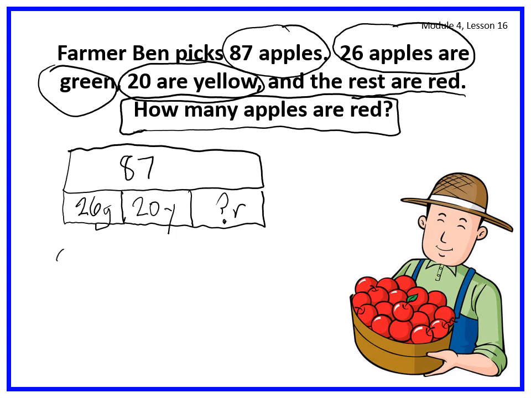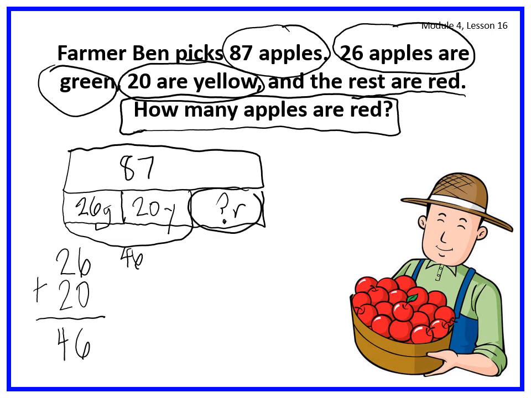So now I need to add 26 plus 20 to equal the total amount here of the green and the yellow. 26 plus 20 equals 46. So I know combined those are 46 apples. But now I need to figure out the missing part. So the missing part is the red. How many apples are red? So I take the 46 and I have to subtract that out of the 87. So now I say 87 minus 46.